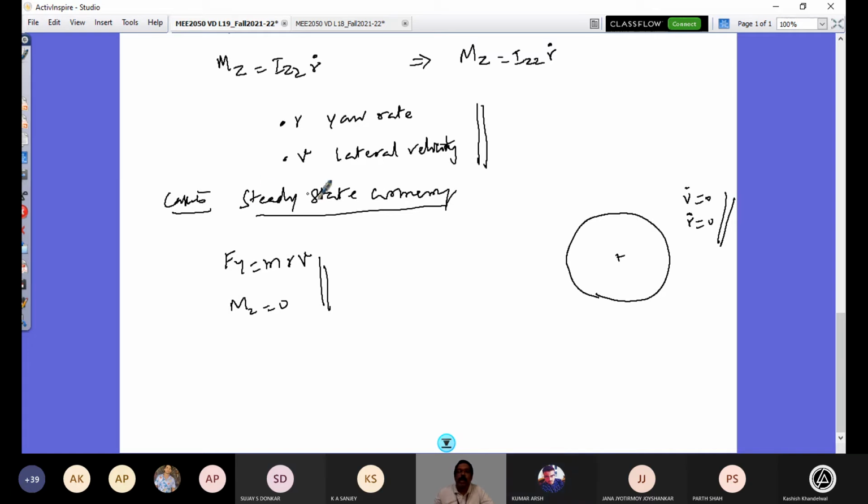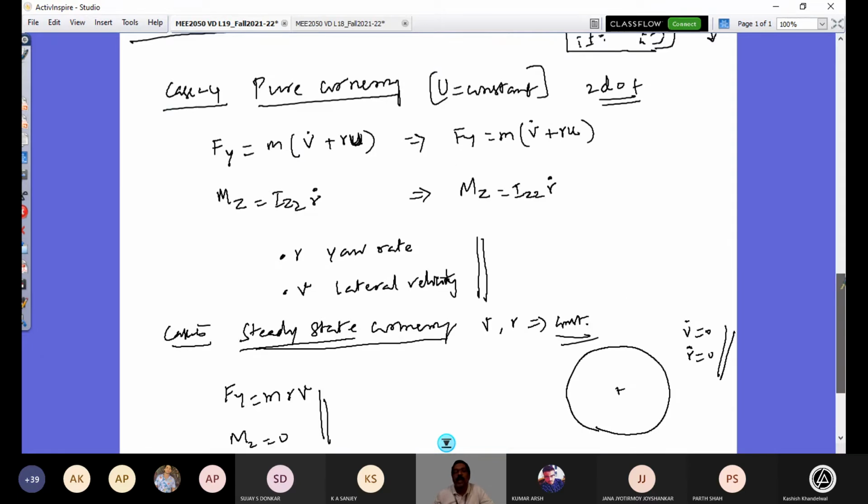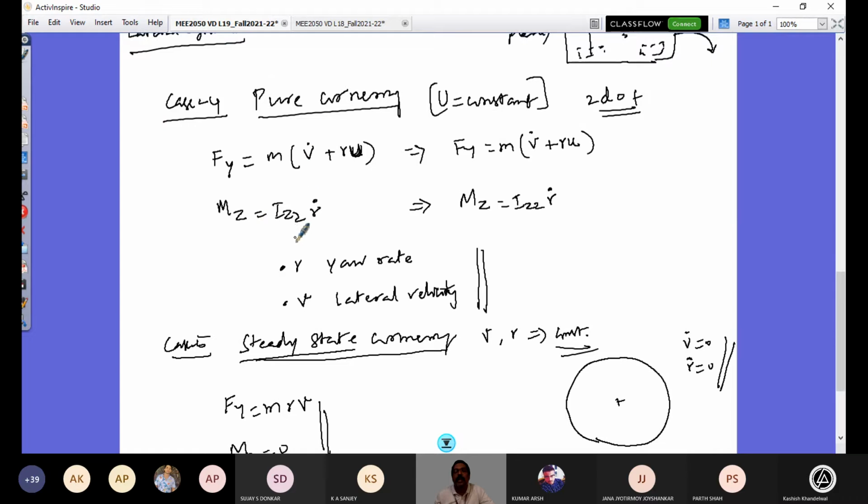Yeah. So that's why here, what we mean by steady state is that the time varying parameters are not going to vary and they are constant. The time varying parameters here are V and R, so they are going to be constant, and you see that these are 0. So in pure cornering, the term M V dot is going to be 0 and Iz R dot is going to be 0.